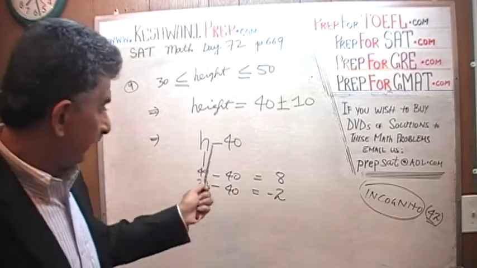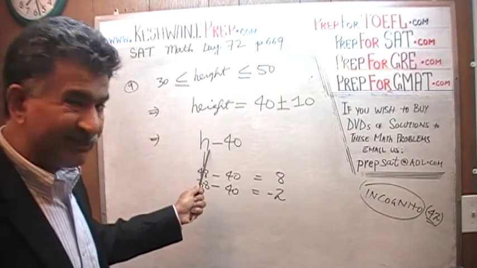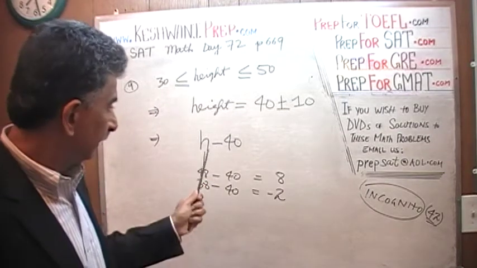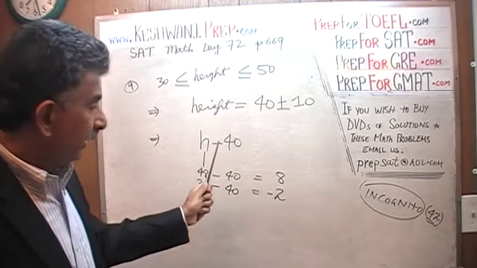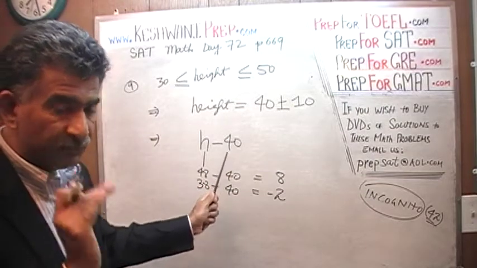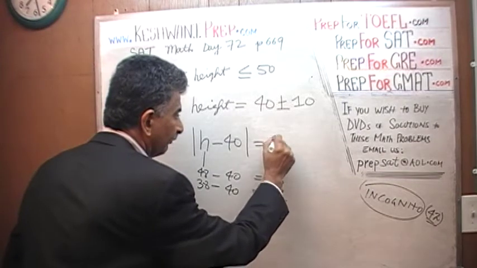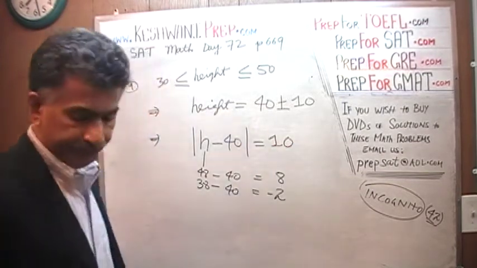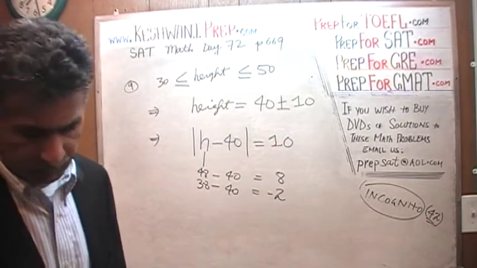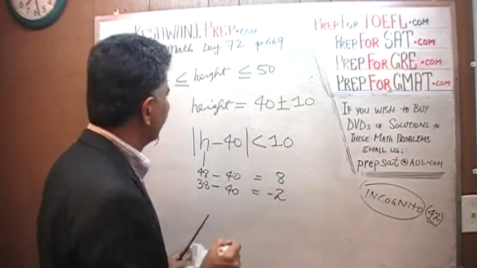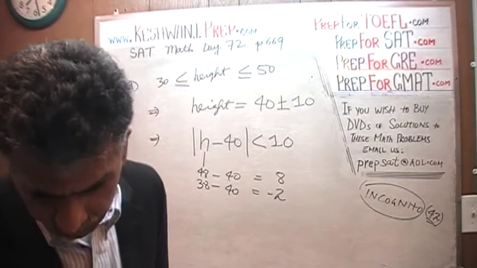that's what the height is here, whatever the child's height is, minus the midpoint, which is the mark of 40. The actual height of the child and the midpoint, that difference, the absolute value of it, has to be equal to 10. Or rather, has to be less than or equal to 10. Well, if it's less than 10, then I don't think we are allowed to be 30 inches exactly.